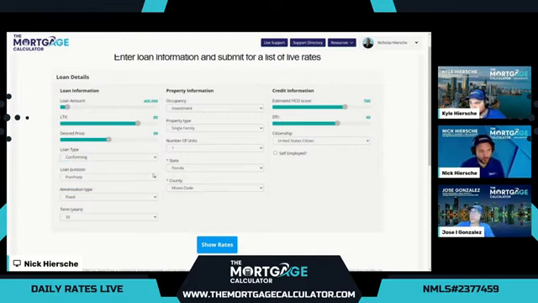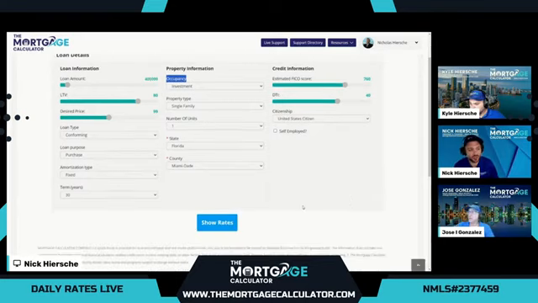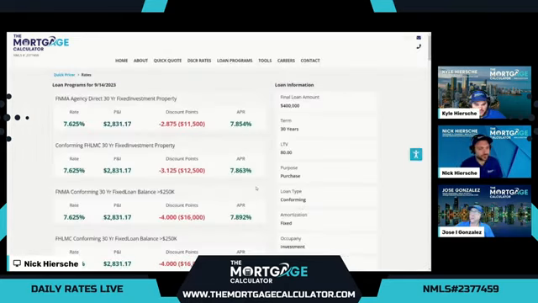So we'll start with conforming conventional. All we've changed here is the occupancy to investment. Everything else is exactly the same. So we will see what adjustments the conventional rates have added to investment properties. Best option here at the top, 7.625 rate, 2.875 discount points and cost, puts our final APR at 7.854.